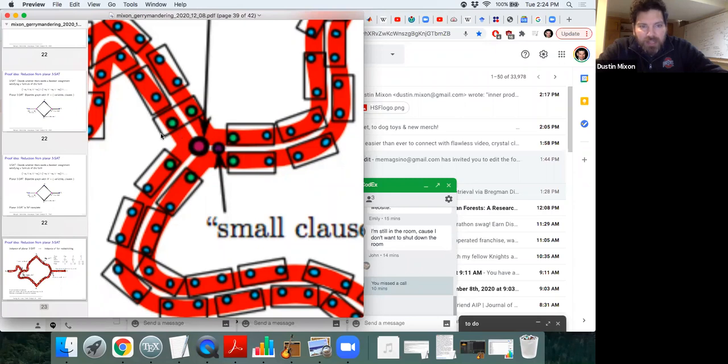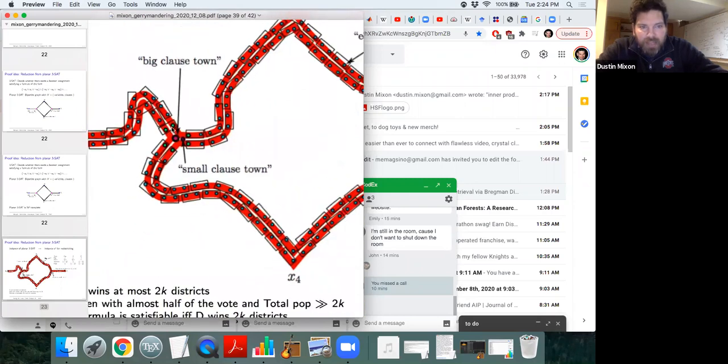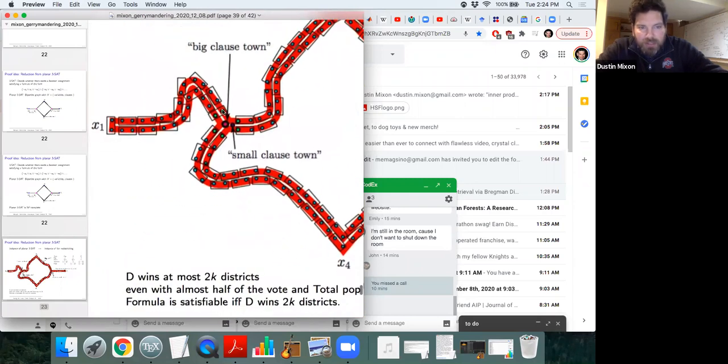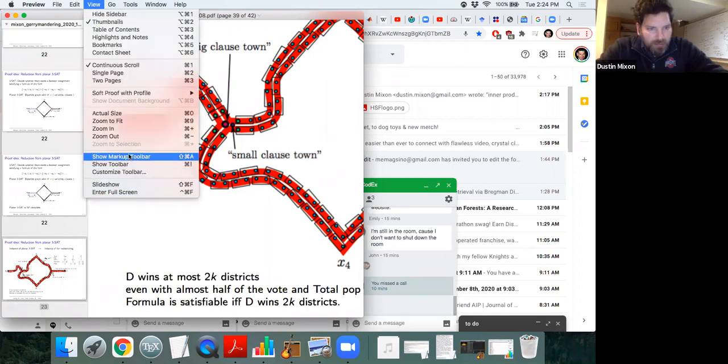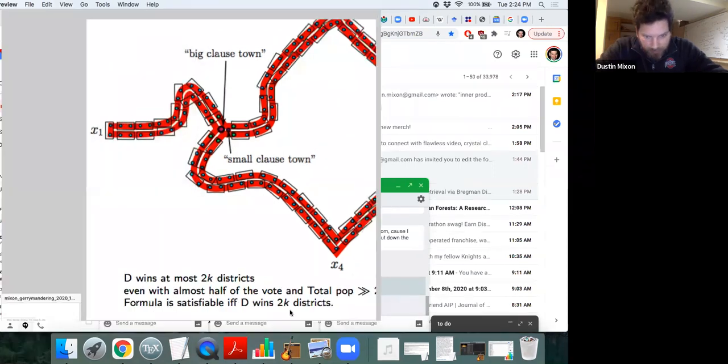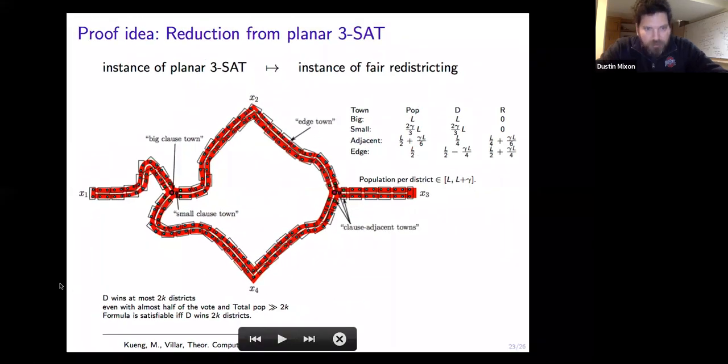What this means is that if X1 is good for this clause, like it is in this case, then we're allowed to send the small clause town to this district. And what that means is this thing that used to be lean red is now sent to blue, okay? So now, let me go back to the slideshow. So what do we have here?